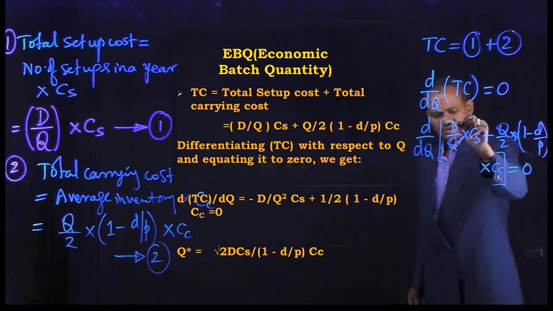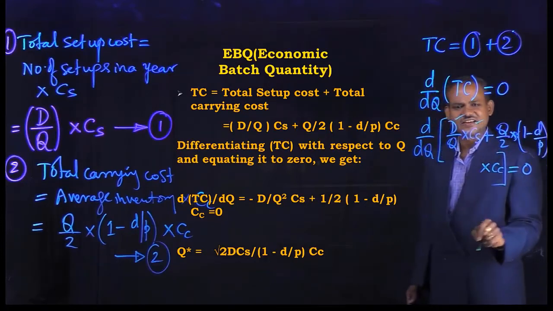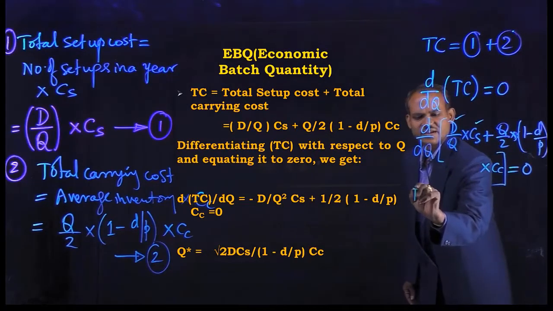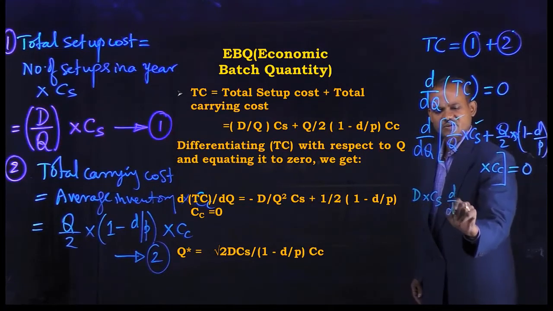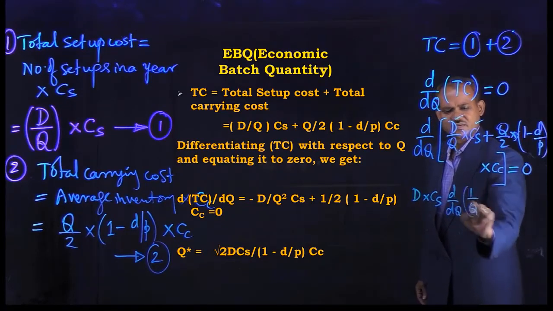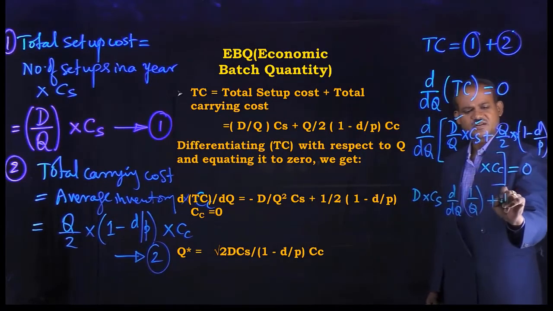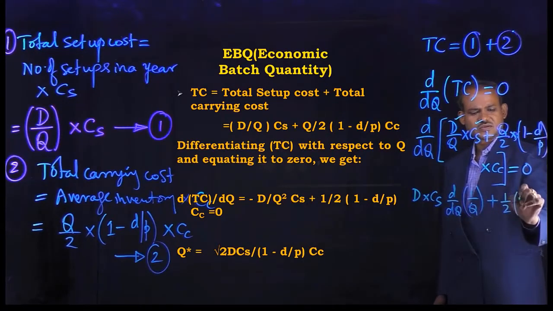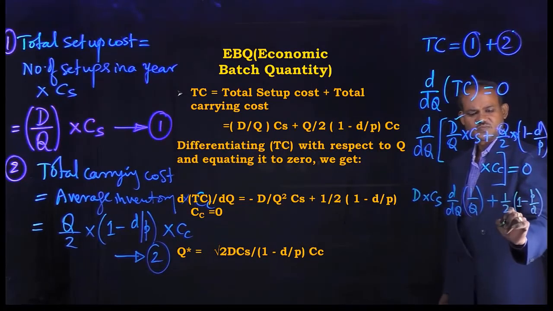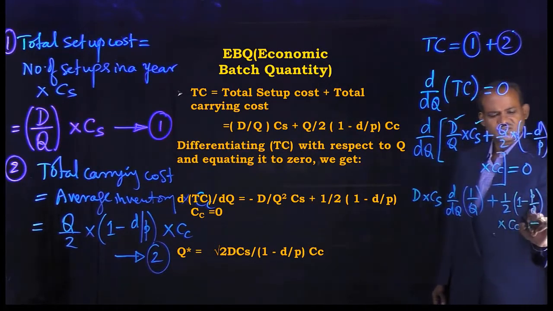Here annual demand is constant, CS is also constant, take it outside. So D into CS, take it outside, d by dQ of 1 by Q, plus d by dQ of Q means 1, so 1 by 2. Here small d, small p are the constants because production rate, consumption rate, take it outside, into CC is also carrying cost, constant, is equal to 0.